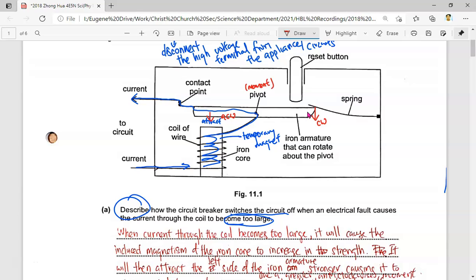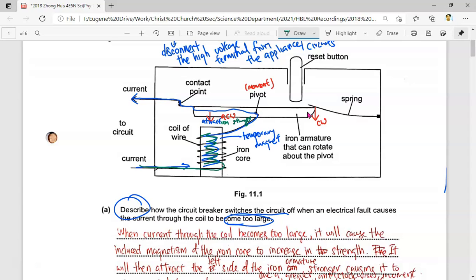But when the current becomes too large, I'm going to use the green color now to show. Same thing, the current will flow this way, through the iron core. But because the current is larger now, the attraction will be stronger. So the anti-clockwise moment generated here will be stronger than the clockwise moment generated here. As such, my iron armature will rotate anti-clockwise.